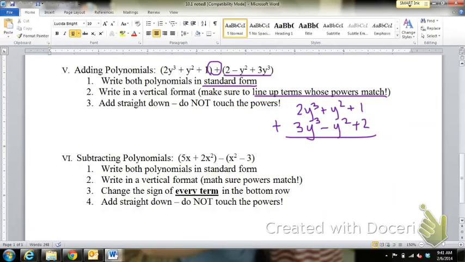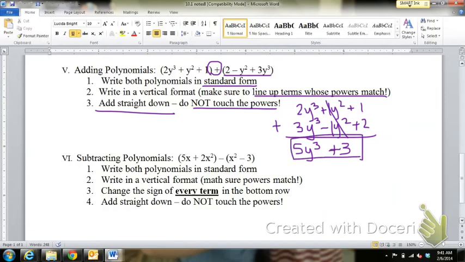So now you just add straight down, but do not touch the powers because you only touch powers when you're multiplying. So 2y to the third and 3y to the third gives you 5y to the third. Positive 1y squared minus 1y squared, those cancel. Don't put any y squareds. And then 1 plus 2 gives you a positive 3. So that would be your answer.